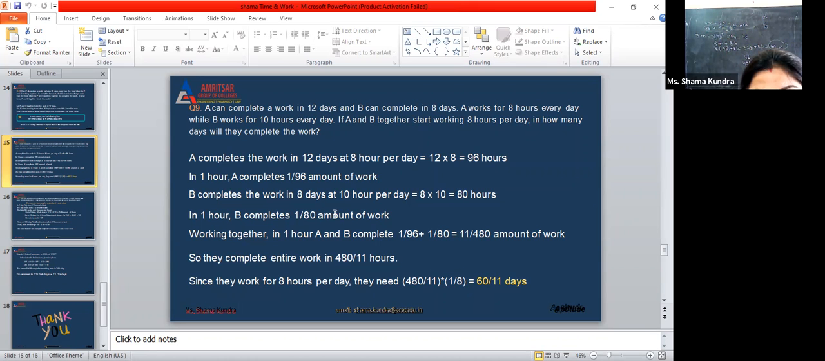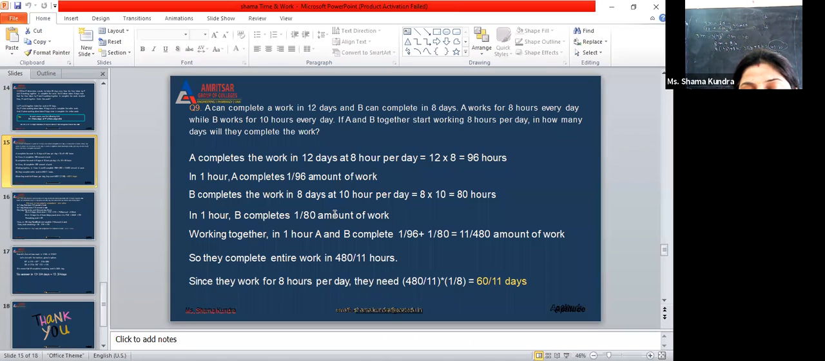Now A and B work 8 hours per day. In 1 hour, A and B complete 176 over 96 into 80 amount of work. In how many hours will the total work be done? We get 96 into 80 upon 176 hours needed by A and B to complete the entire work.